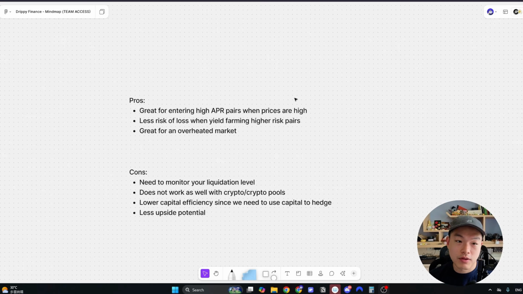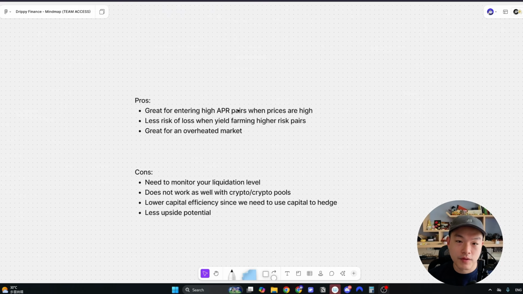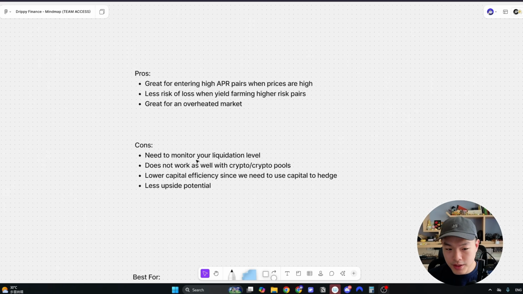So if you guys are yield farming in a really overheated market, and you expect a big drawdown coming, then it could be helpful to have some short hedge. And you could use this exact idea on existing pairs as well. If you guys are yield farming Ethereum to USDC, for example, and Ethereum moves up to like $7,000-$8,000, you could add a short hedge to protect the downside of your portfolio if you want to and stay in the same exact pair, right? And then the downside is you do need to monitor your liquidation level.